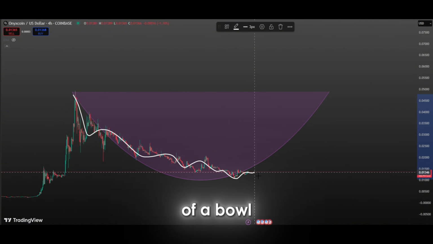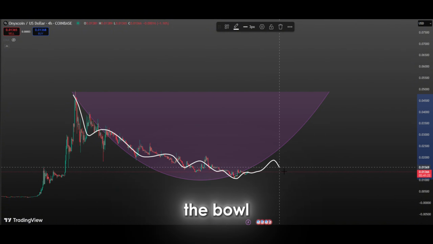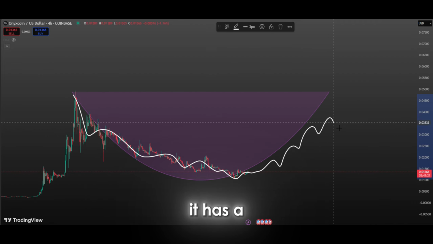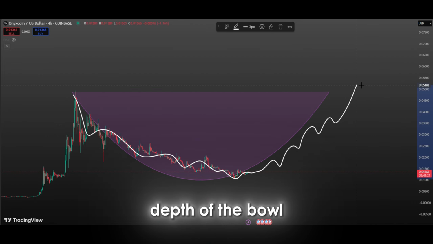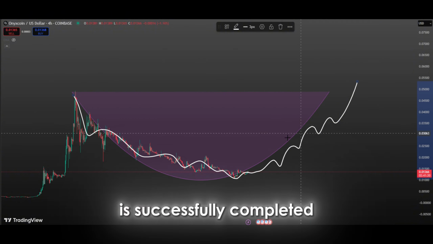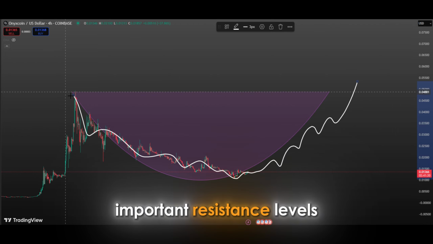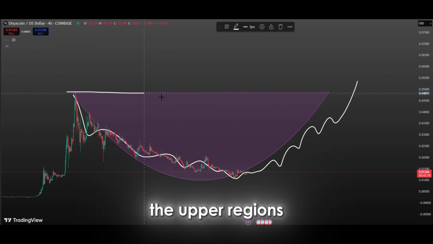Technically, the target of a bowl pattern is measured by the depth of the bowl. So when the price makes an upside breakout from the bottom, it has a bullish potential equal to the depth of the bowl. If this pattern is successfully completed, the price can be expected to break through important resistance levels and move towards the upper regions.